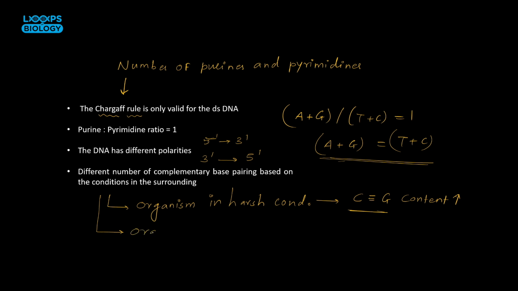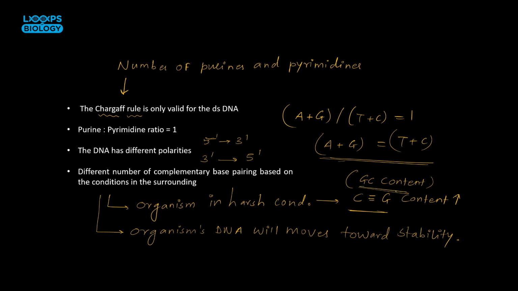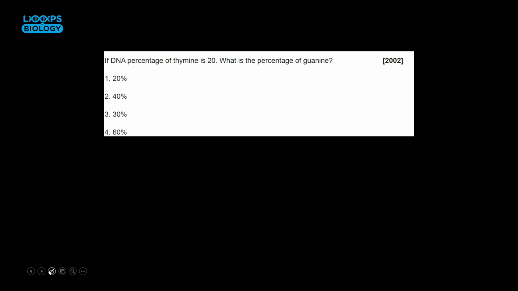The organism's DNA moves toward gaining stability, guys. So for being stable, it has to increase the number of GC content. So this particular case is called GC content. Don't confuse if this particular name comes in your question, that is nothing but GC content. All right. So let's see some of the questions.